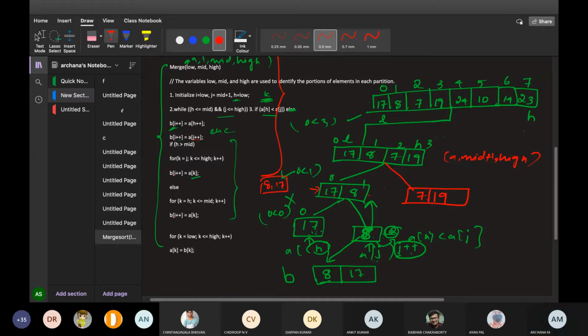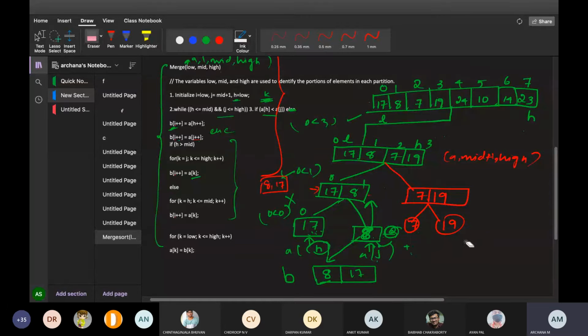Okay. Now what happens now? Tell me. This is already sorted. Now I have to again sort this. Again divide this into two halves. 7 and 19 I will get. Now apply this merge sort. Okay, apply this merge sort. This is how we have to solve that.